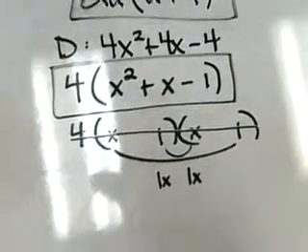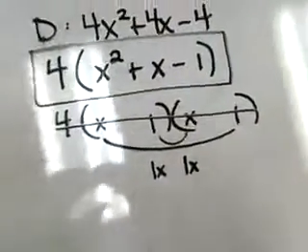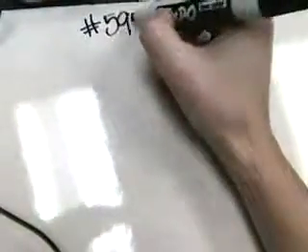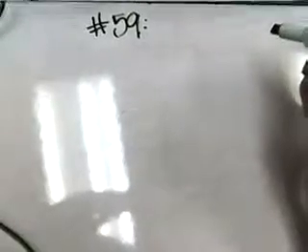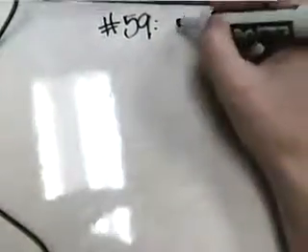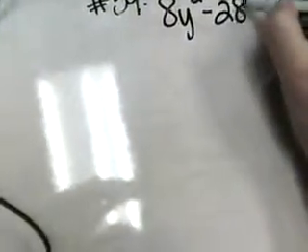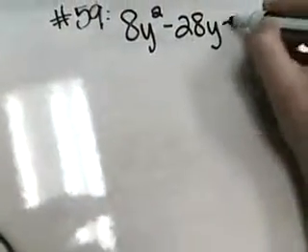We're going to look at number 59 and number 63. And I'm almost done. You guys are doing great. Number 59, well, I assume you are, in my imaginary video world. 59 is 8y squared minus 28y minus 60.